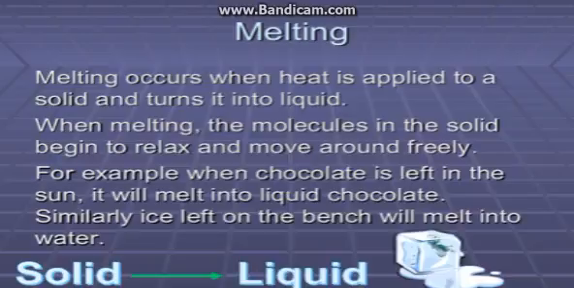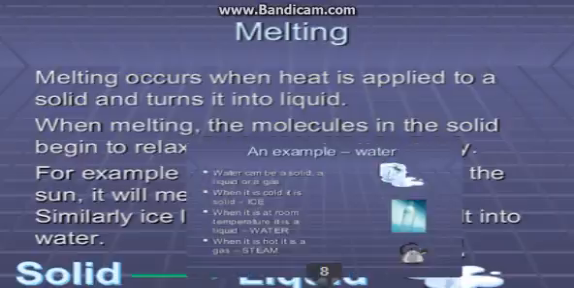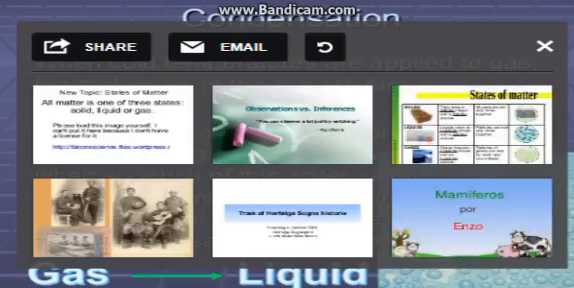Melting occurs when heat is applied and a solid turns into liquid. When melted, molecules of a solid relax and begin to move around freely. For example, when chocolate is left in the sun, it will melt into liquid chocolate, similar to ice left behind in the water. So you could pause it here.